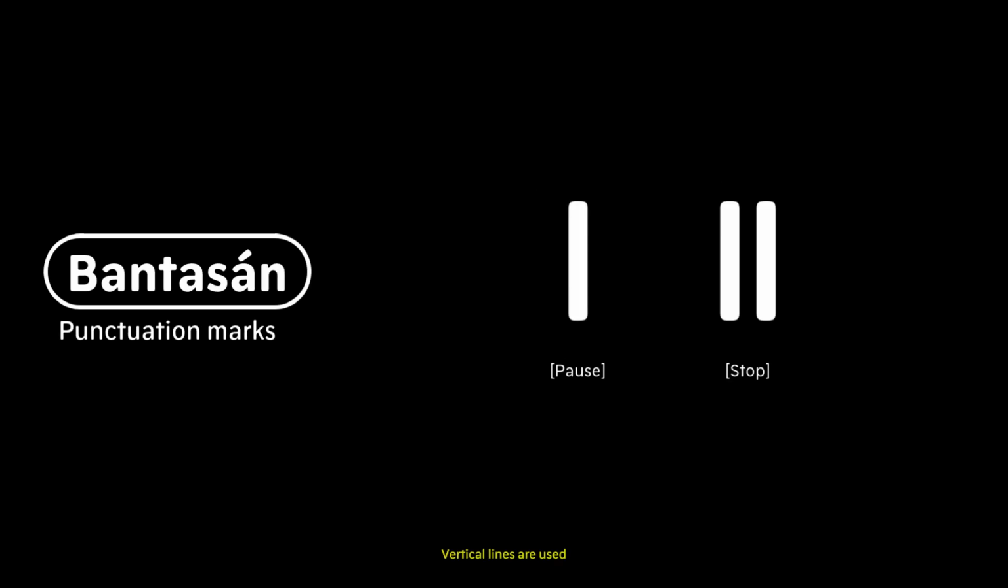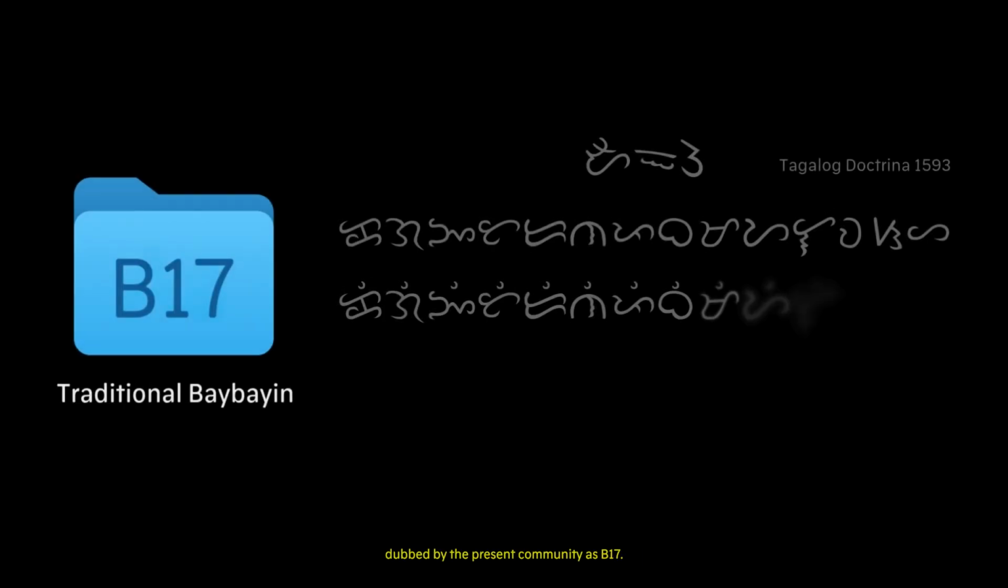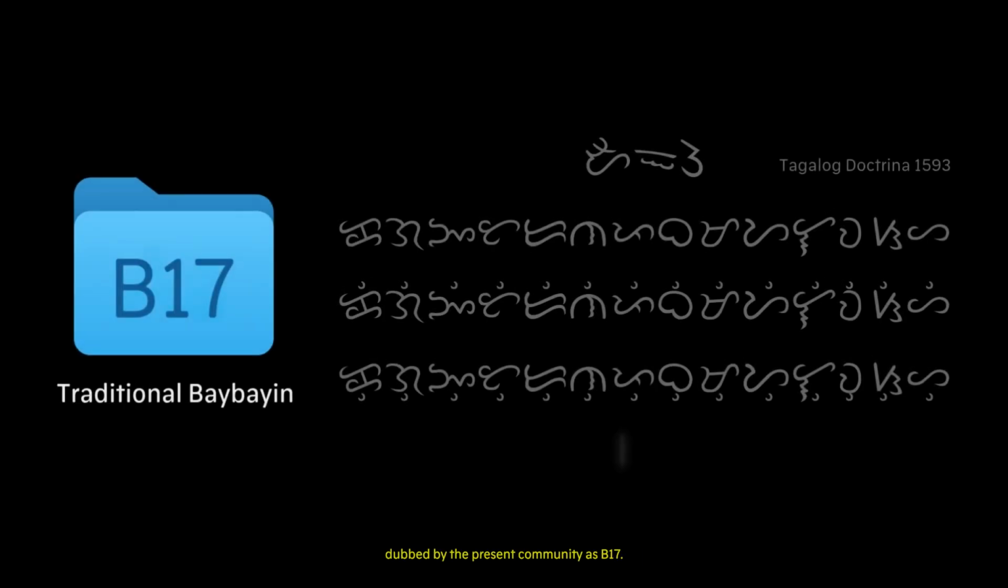Vertical lines are used as punctuation marks, or bantasan, with a single line denoting a pause, and two lines for a stop. These are all the characters used in traditional Baybayin, dubbed by the present community as B17. The font here is Tagalog Doctrina 1593, a revival from the earliest documented form of Baybayin by Paul Morrow, a Canadian with an interest in Filipino culture and one of the first adopters of Baybayin in fonts.